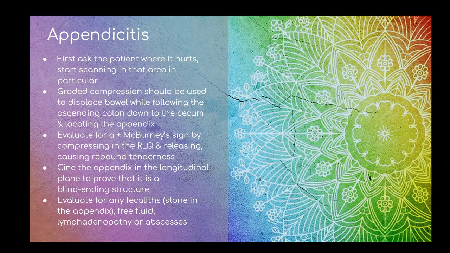The tip of the appendix is where those abscesses usually form and where that free fluid also shows up. So if you see an abscess or see free fluid in the abdomen, that's most likely going to be hanging out right near the tip of the appendix. So that's a really good place to start too if you're struggling to find it.